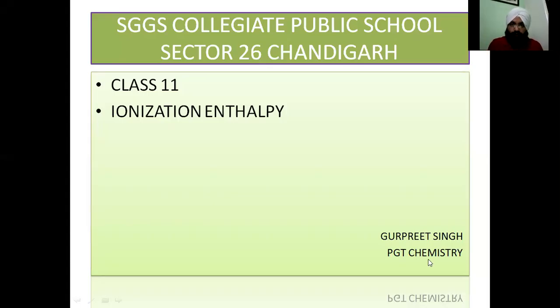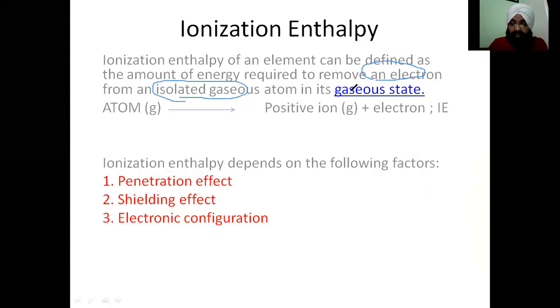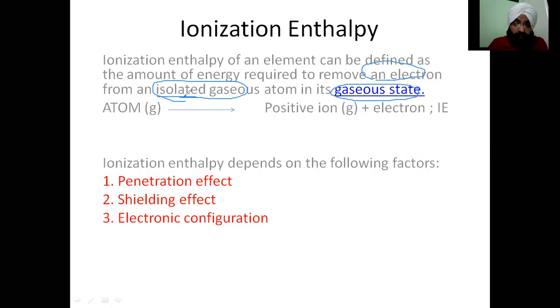Hello everyone. So we will continue the same chapter, classification of elements, and today we'll discuss ionization enthalpy. Now, first of all, what is ionization enthalpy? It is basically the amount of energy required to remove an electron from an isolated gaseous state atom.